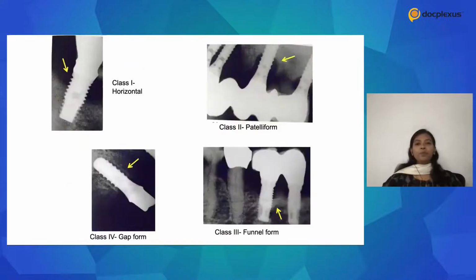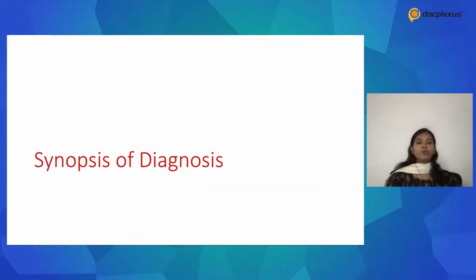So class 1 is horizontal, class 2 is patelliform. A patella looks more semicircular, so this is called class 2. Class 3 is your funnel shape. Can you see a funnel shaped bone loss here? And then class 4 is your gap around the implants. This is called a gap form. So these are the 4 different classes of peri-implant defects based on the radiograph.